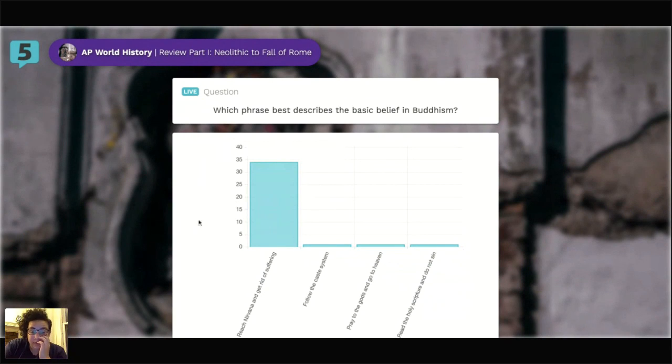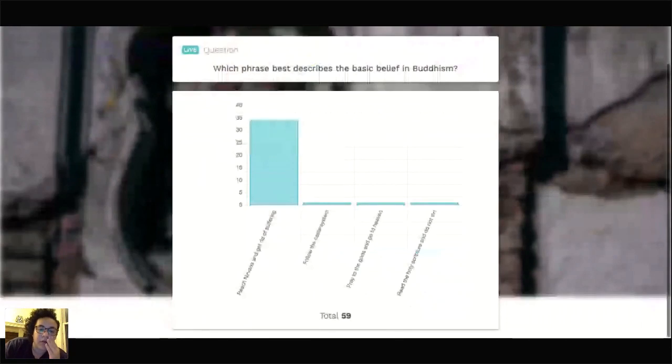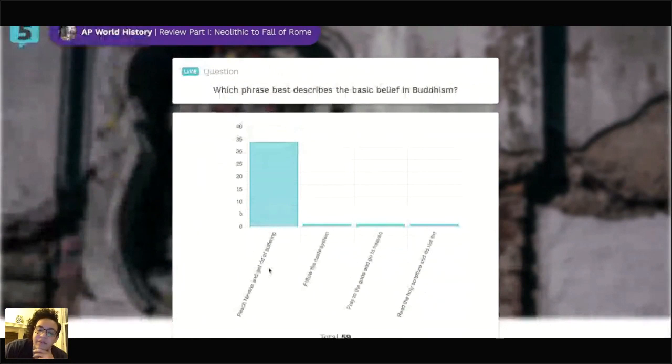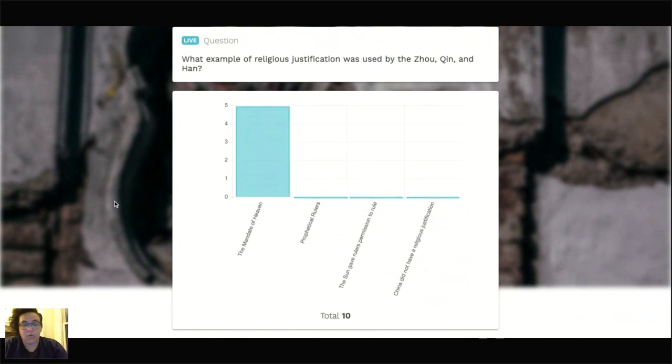Which phrase best describes the basic belief in Buddhism? So it's just the idea of getting rid of suffering by reaching this sense of nirvana, this peace. What example of religious justification was used by the Zhou, Qin, and Han dynasties? Easy.